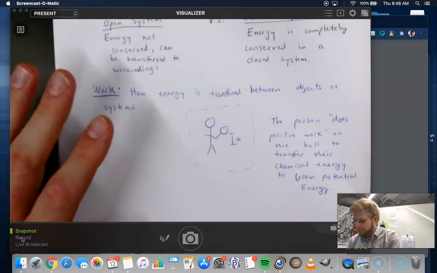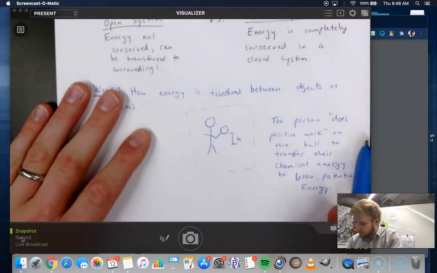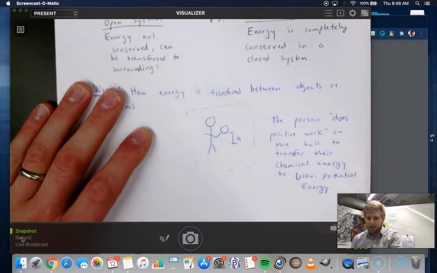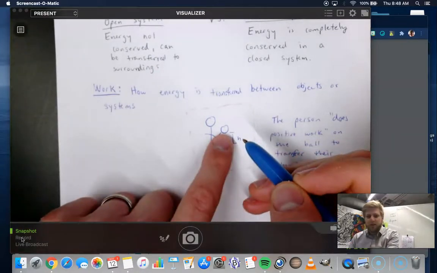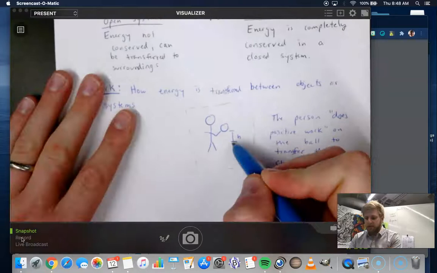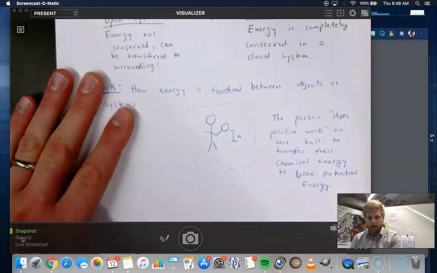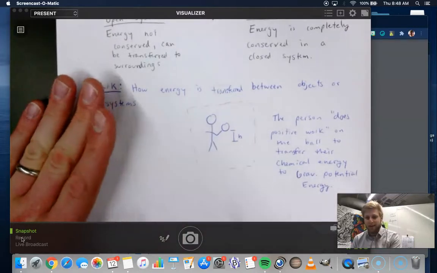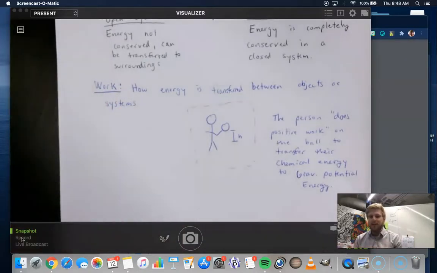Anyway, the person does what we call positive work on the ball to transfer their chemical energy to gravitational potential energy. That's exactly what I've just said. The important note here is the overall energy that the ball has increased. It had less potential energy down here than when it was raised up. And importantly, the person has less energy overall. So it's an even exchange here. We're assuming this is an ideal system. Let's say 10 joules of energy is expended by the person in terms of chemical energy. All 10 of those joules go into gravitational potential energy.